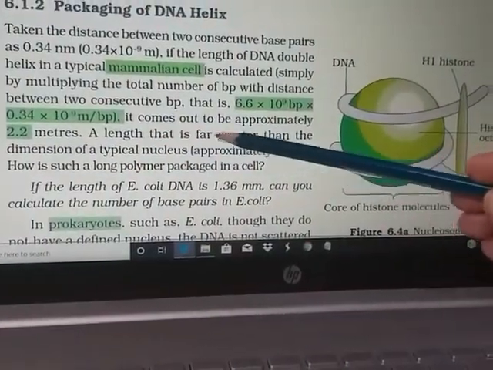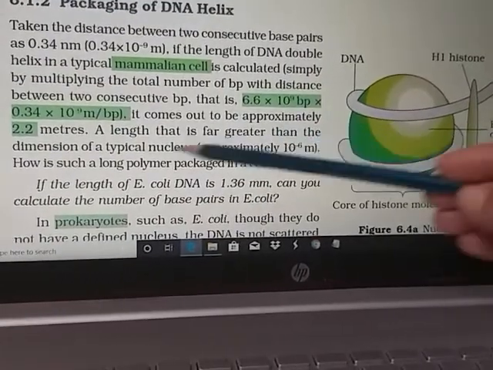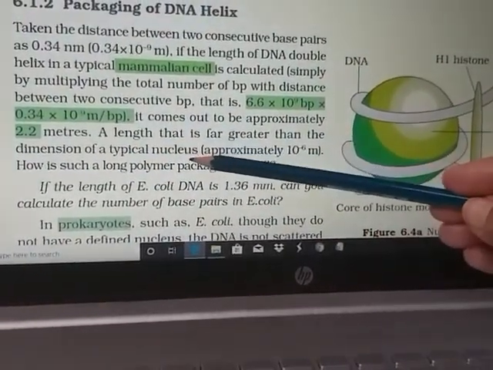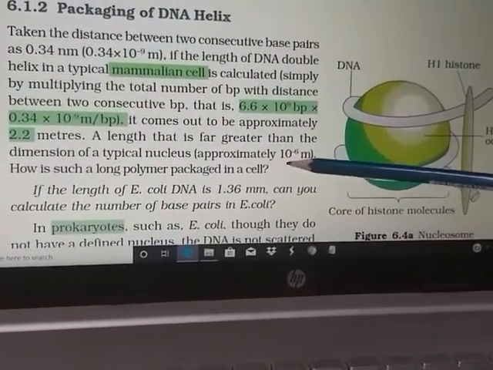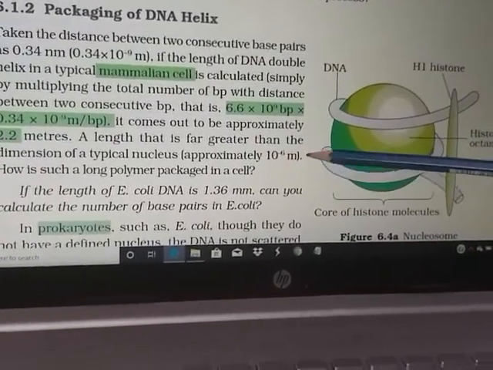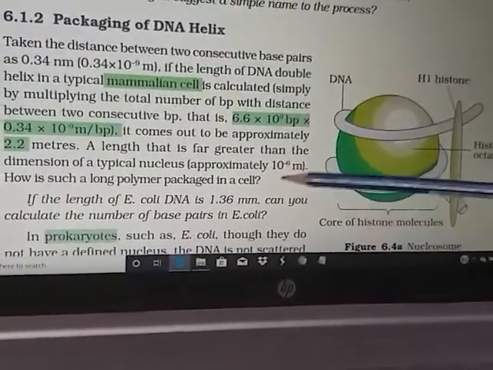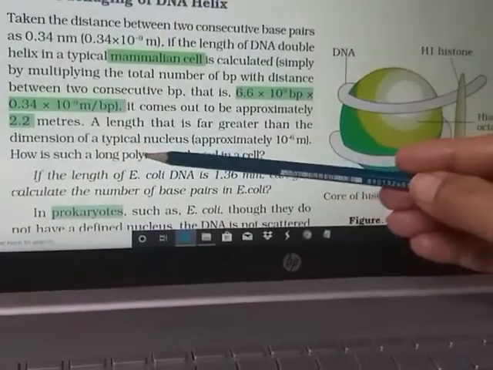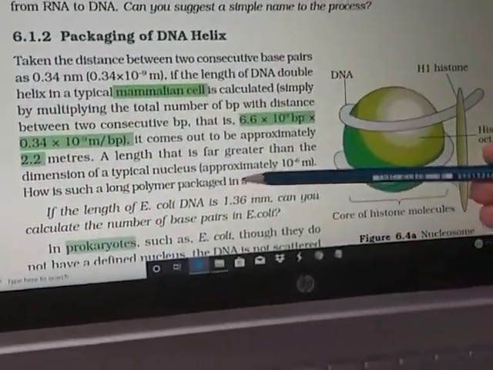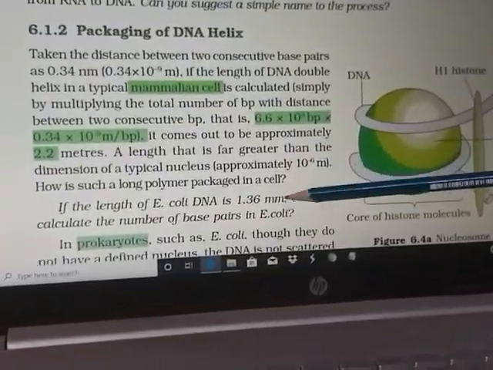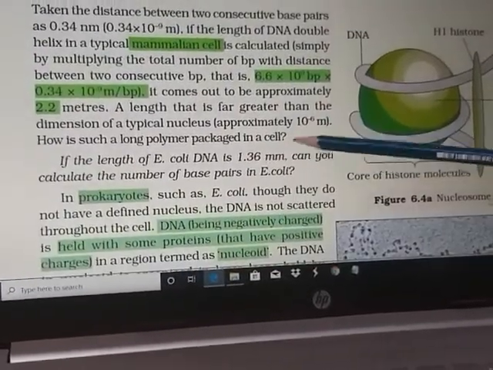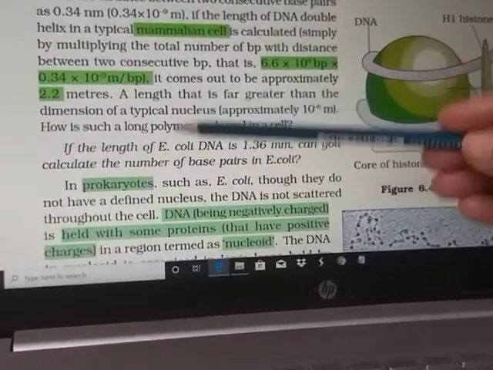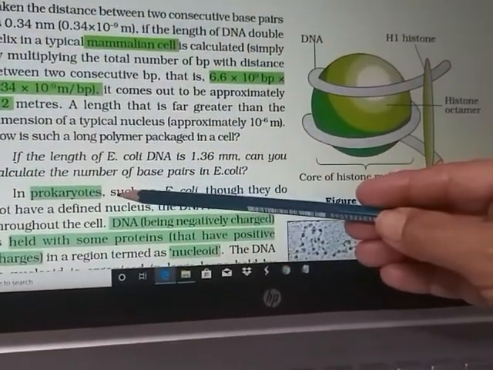A length that is far greater than the dimension of a typical nucleus, which is approximately 10^-6 meter. Now the question is, how is such a long polymer packed in a cell? The answer is, as we study forward, in prokaryotes, what happens?